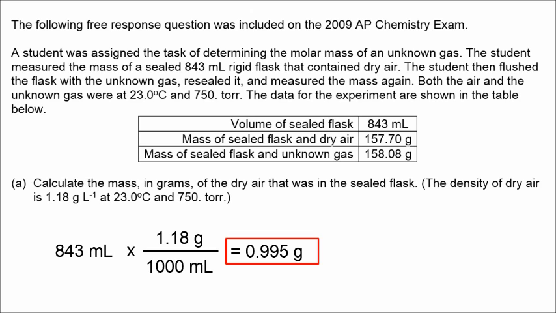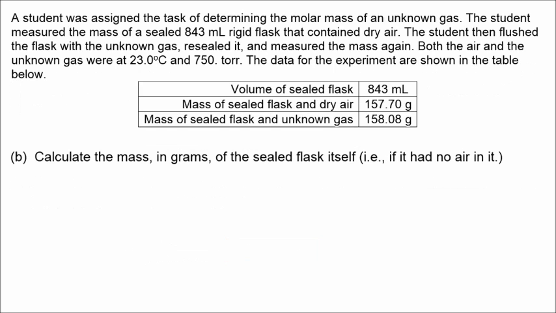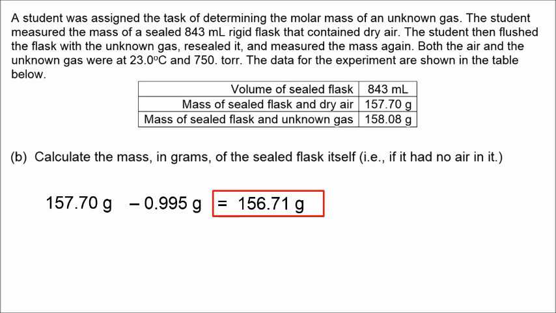Well, now that we know the mass of the air in the flask, and we know that the mass of the sealed flask with the dry air was 157.70, all we have to do is subtract, and the mass of this flask itself is 156.71. Remember that when you're subtracting numbers that have different number of decimal places, you always round off your answer to the fewest number of decimal places.